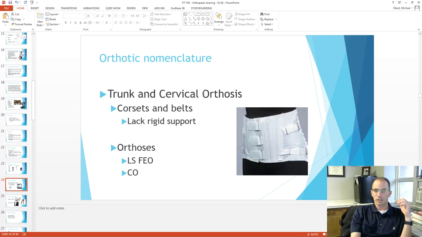If we look at the trunk and cervical orthoses, there are either corsets or belts. There are some rings that they can wear. They really lack rigid support. If you can see right here, they have a little bit of rigid support within there. They're like metal inserts. Sometimes along the back, it can be a plastic insert that's molded to them to keep them in that position that we want them in. But the corsets and belt itself are not really going to provide any support. So these are some of the ones that are molded particularly to that particular patient.